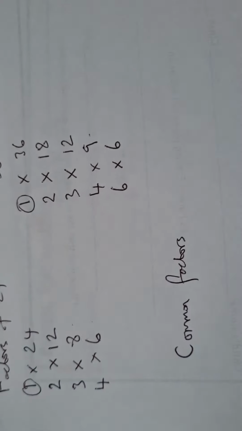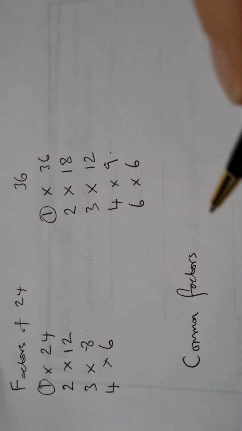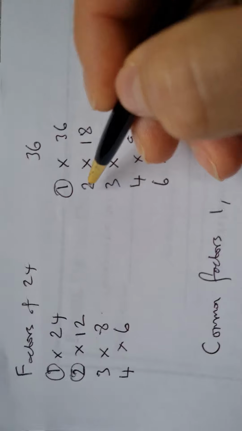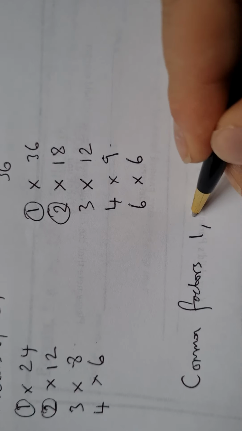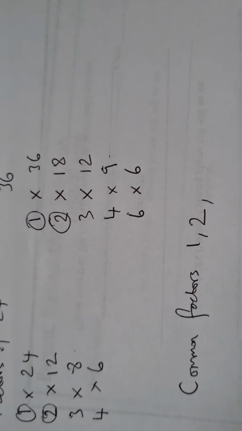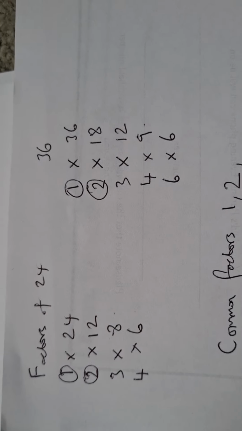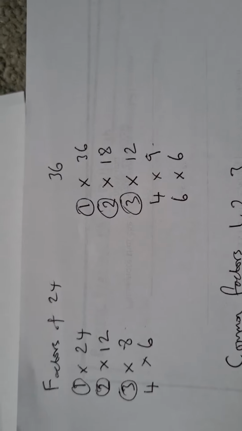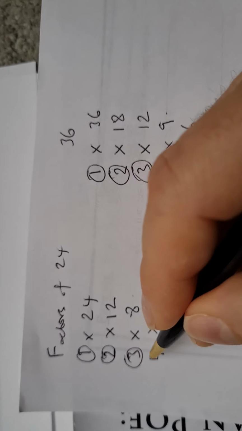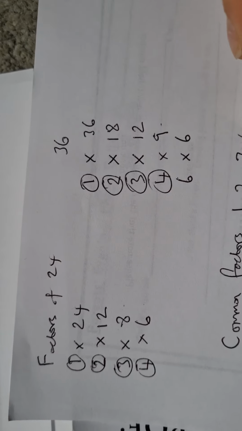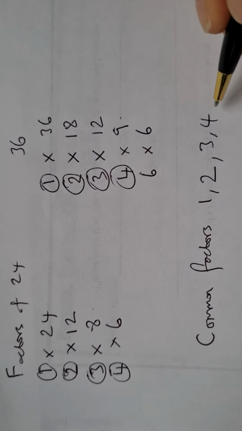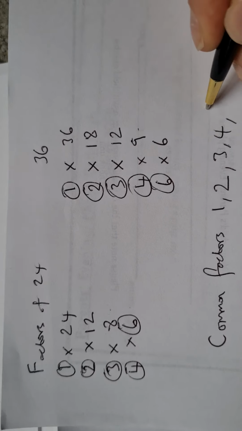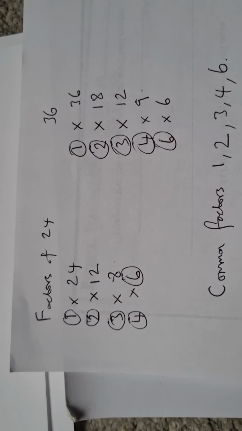The number 1 appears in both lists, so I know that is common to both of them. The number 2 appears in both lists, so that is common also. Number 3 is common to both of those lists. Number 4 is common to both of those lists. And also number 6 is in both of those lists.